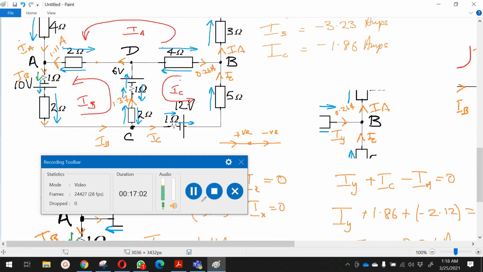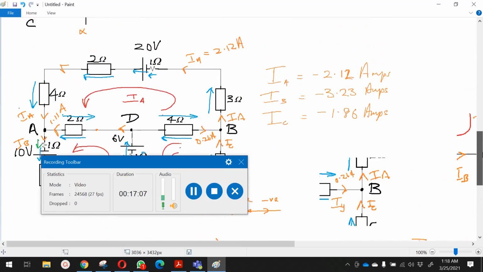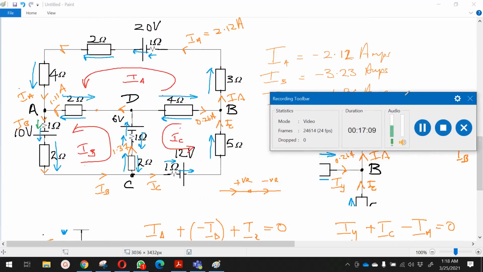So looking at what I have here, I've solved this circuit completely, because now I have the currents passing through every single resistor or battery. Now, let me see if there's any unusual thing here. No, there's nothing unusual.